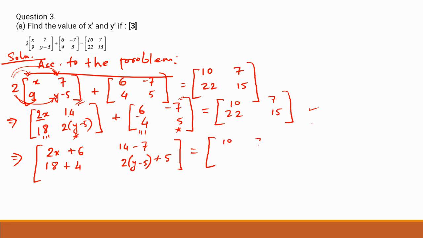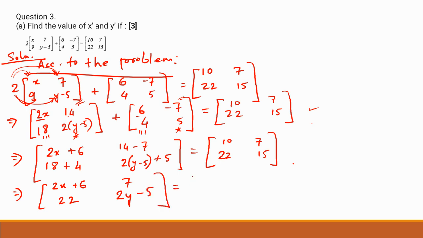You won't get any value out of it. So this is how you write this step, and from here we can simply do the calculation. 2x plus 6, 18 plus 4 is 22, this is 7, and you can write 2y minus 10 plus 5, this is 2y minus 5, and here you get 10, 22, 7, 15. This is equation 1.